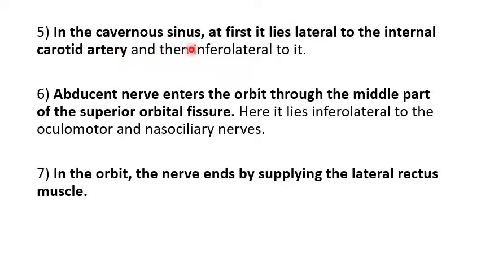Now, in the cavernous sinus, at first the nerve lies lateral to the internal carotid artery, then infralateral to it. The abducens nerve enters the orbit through the middle part of the superior orbital fissure. Here it lies infralateral to the oculomotor and nasociliary nerves. The last point, in the orbit the nerve ends by supplying the lateral rectus muscle. Only one muscle is supplied by the abducens nerve.